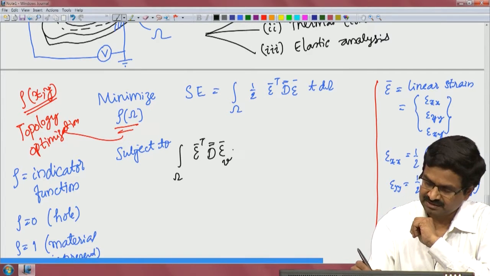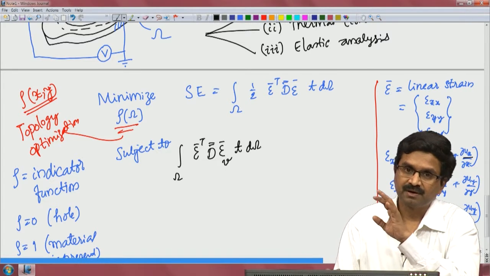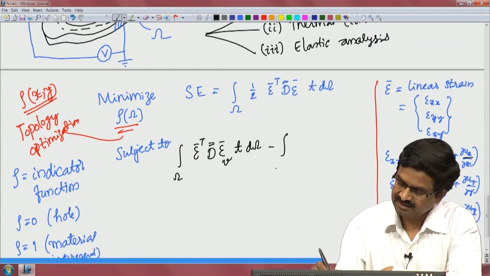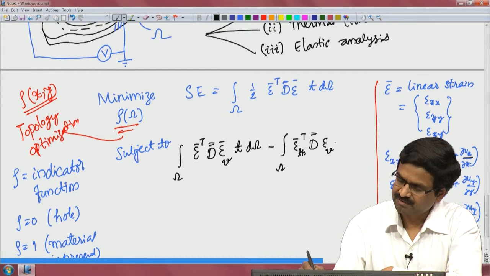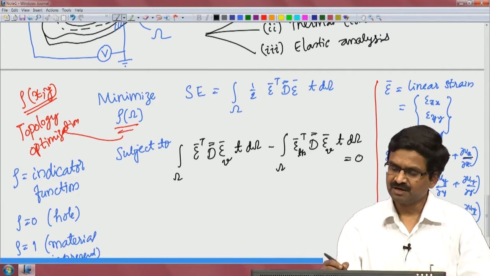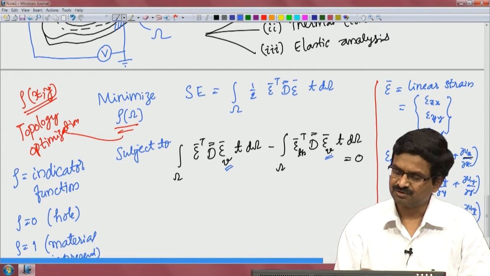Okay. We get this and then the t of this. There is no mechanical load in this problem, but there is a thermal load. So, that we will write as epsilon thermal transpose D epsilon v t d omega, and that should be equal to 0. That is, for any arbitrary v, this equation should hold good.